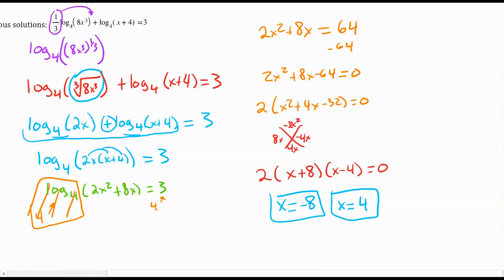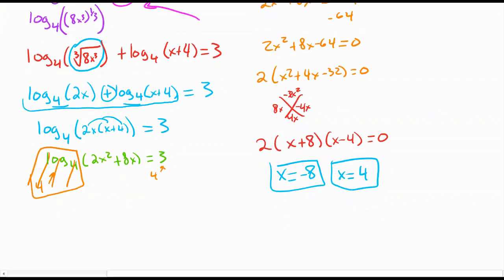And I want to make sure to check for extraneous solutions. So what I should notice is if I were to plug these x values back into the original equation over here, that if I plugged in -8, that would give me a negative inside of the log, which tells me that -8 is an extraneous solution. And our only true solution is x equals 4.